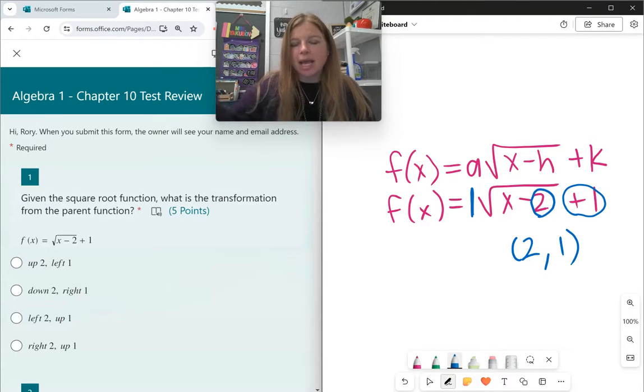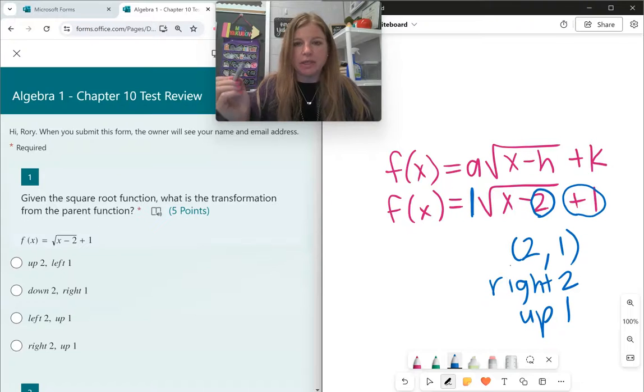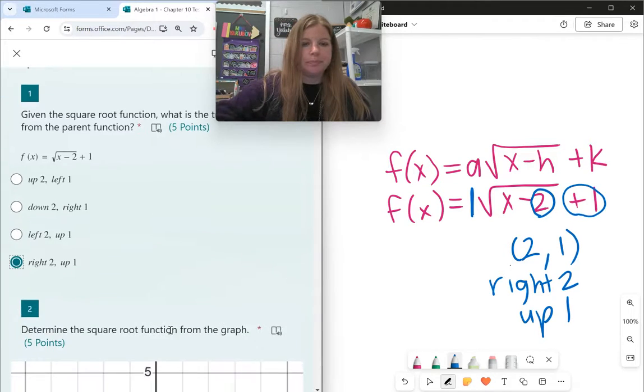From that hk, I know that this means I go to the right 2, and then 1 means I go up 1. Because remember, the h value tells you if you're going left or right. If it's positive, you go to the right. If it's negative, you go to the left. And then the k tells you if you go up or down. So since it's plus 1, it's going up 1. If it was minus 1, it would go down 1. So right 2, up 1.